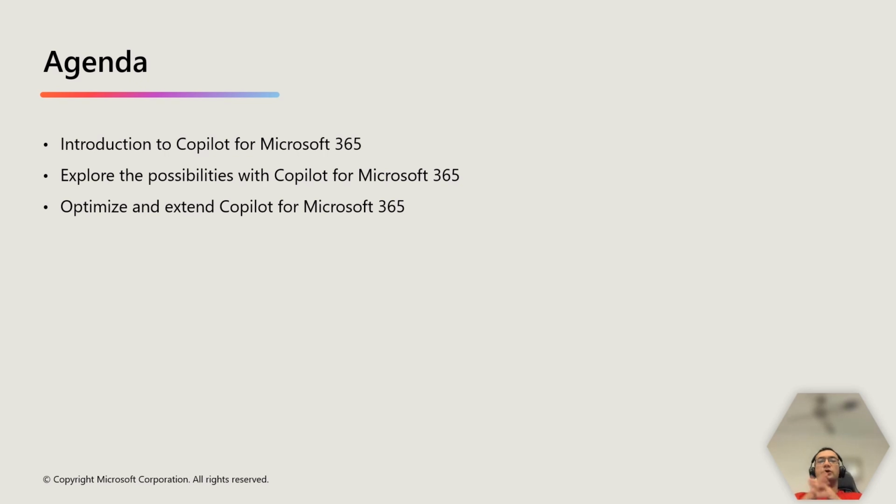So what we are going to do today, well, the whole four sessions are allocated into three parts. First of all, we are going to have an introduction of Copilot for Microsoft 365. The second part is exploring the possibilities that you will have with Copilot for Microsoft 365, and then we talk about optimization and extending the Copilot for these products.